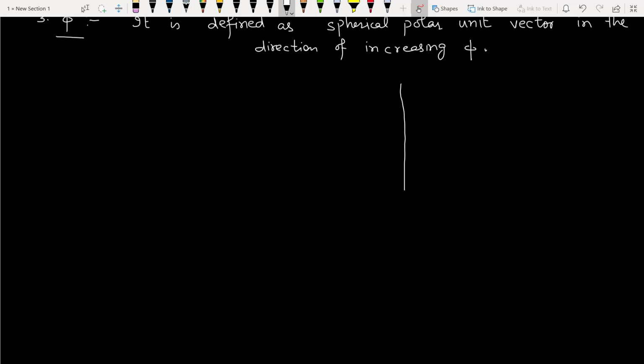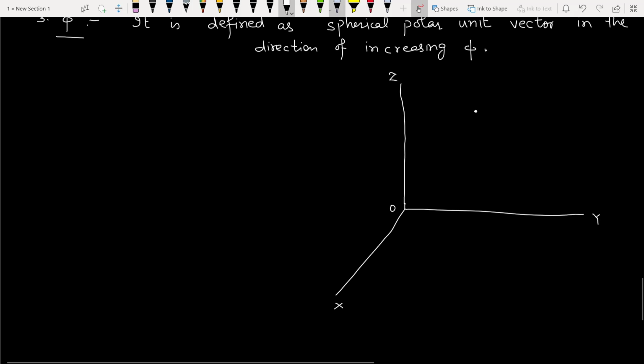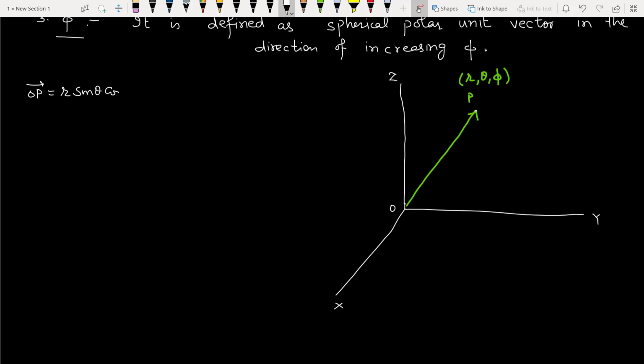So if we are to represent this on the diagram, this is the x-axis, origin, y-axis, z-axis, this is the point P, and if we join point P, whose coordinates are r, theta, phi, with the origin, we will get the OP vector, and the value of the OP vector is given as r sin theta cos phi i cap, r sin theta sin phi j cap, r cos theta k cap. We mark this as equation number 1.